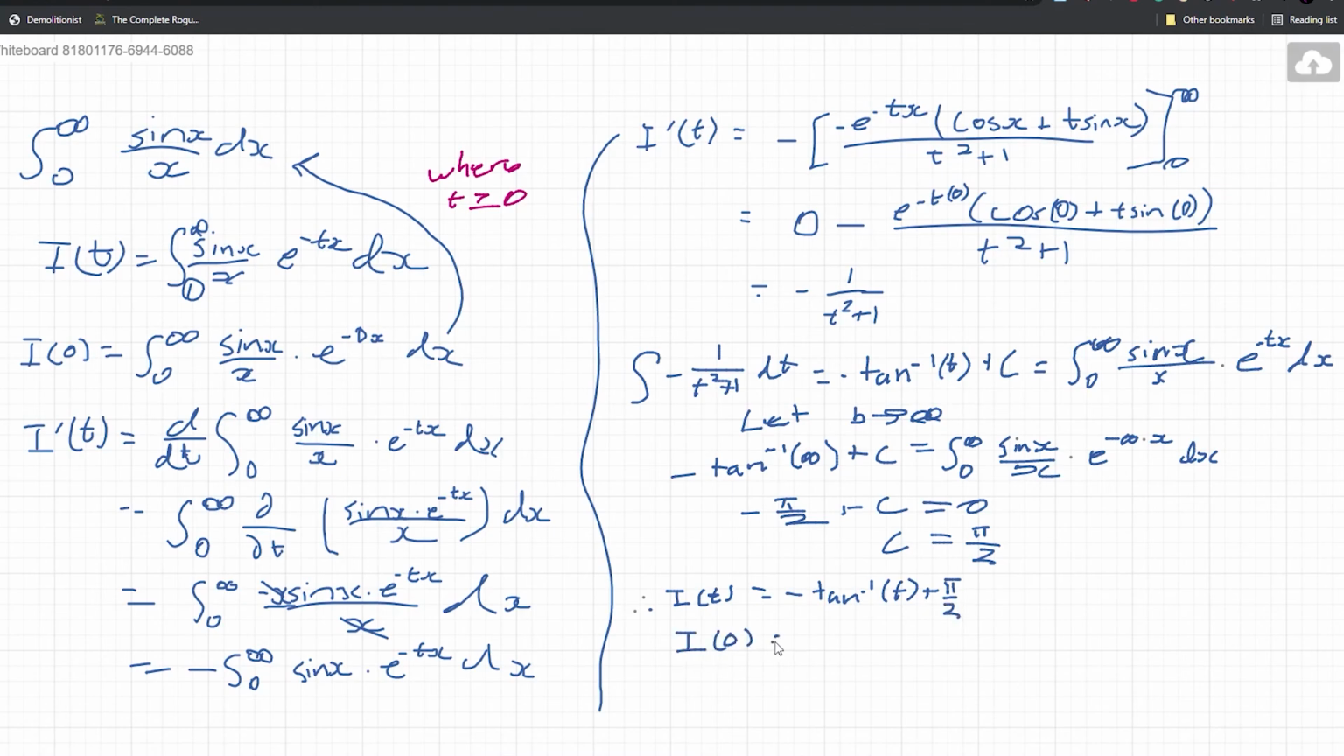Now we just sub t equals 0 in, which gives us negative inverse tan 0 plus pi on 2, which equals pi on 2, which is our answer for the integral of sin x over x dx from 0 to infinity.